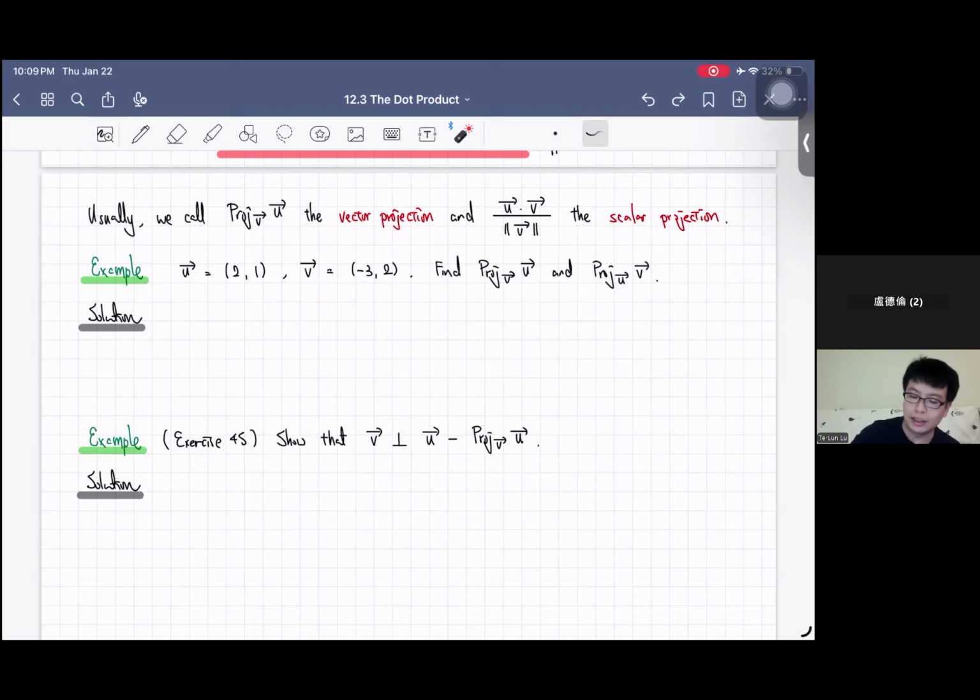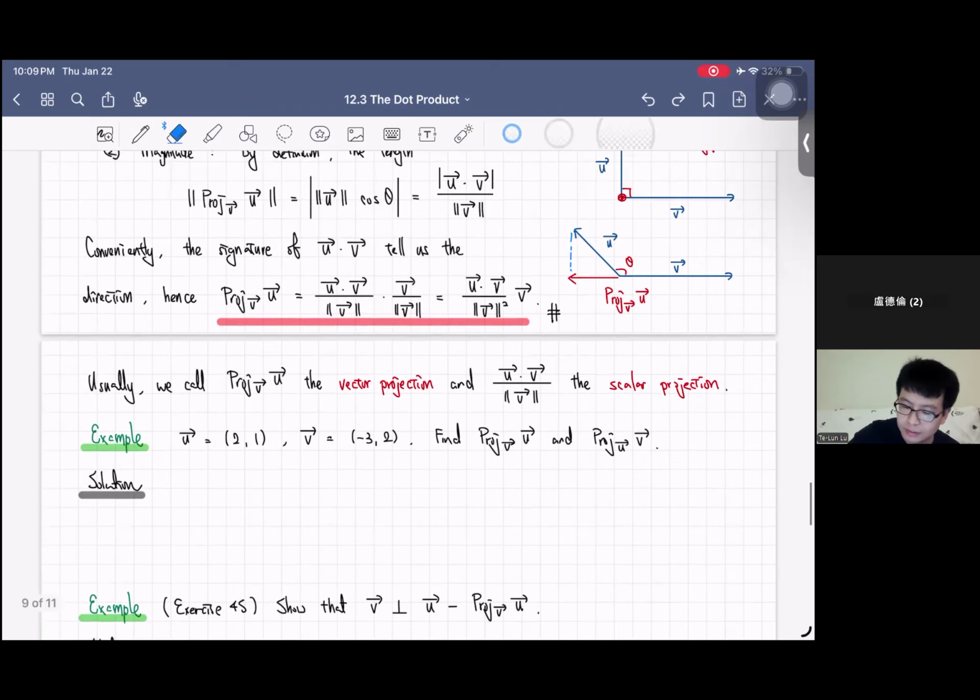Usually we simply call the quantity I just defined the vector projection. And this quantity here, which has a magnitude that measures the magnitude of the projection vector, and also has a sign that tells you whether it is in the direction of v or opposite, this magnitude is called the scalar projection. Okay, so whenever you're doing exercises in the textbook, you know what they mean. Vector projection is a vector, scalar projection is a scalar, and they are defined through these formulas.